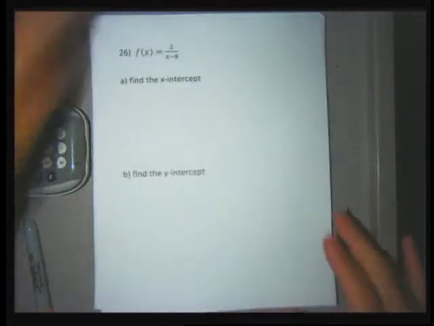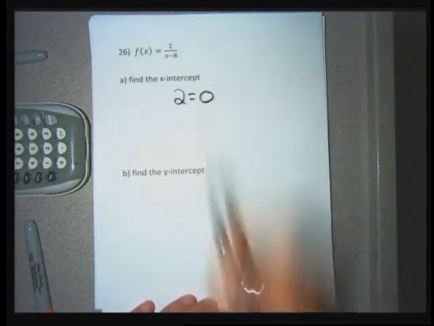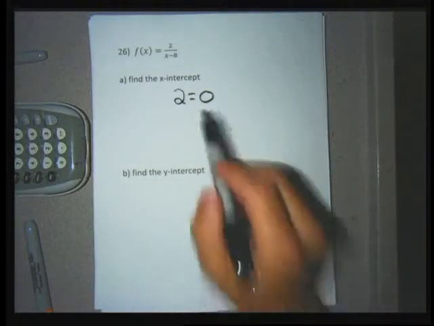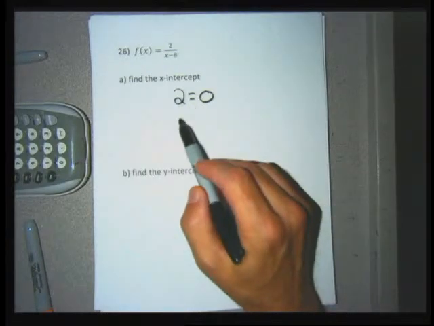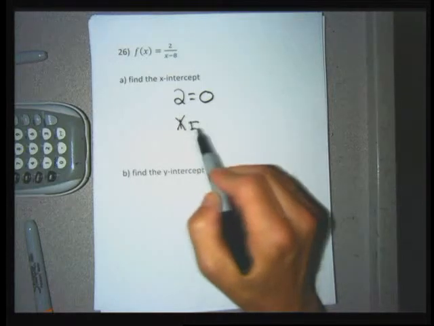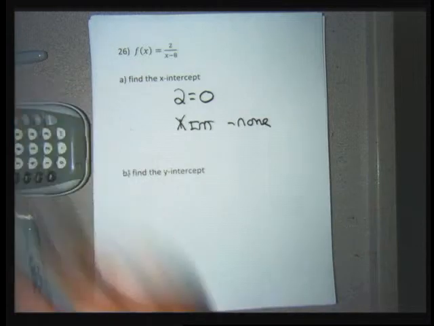On number 26, when you go to find the x-intercept and set the numerator equal to 0, it's so tempting to say x equals 2 is the x-intercept. That's not the case. 2 equal to 0 has no solution. There's no x, so there's no solution. And in terms of the x-intercept, there's going to be none. The graph is not going to cross the x-axis.